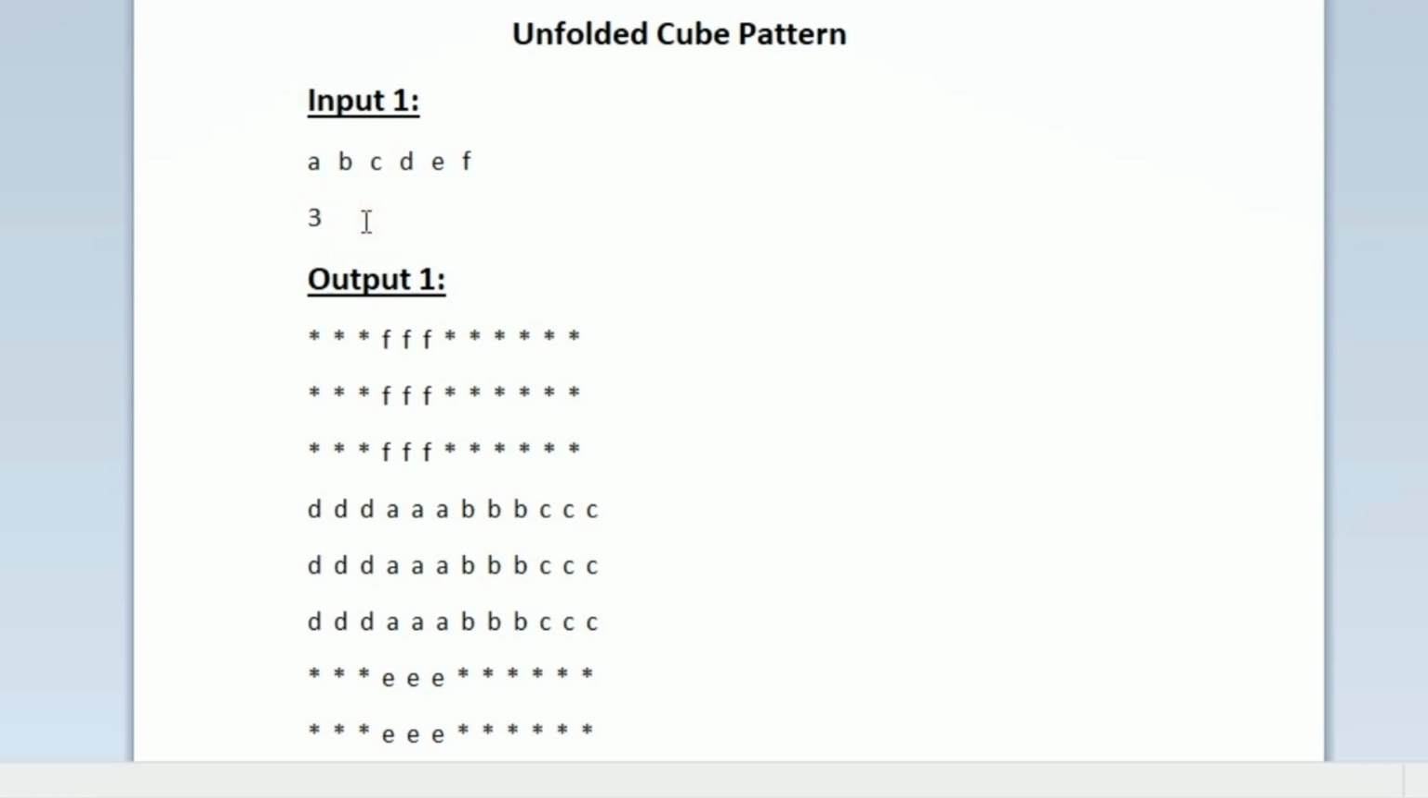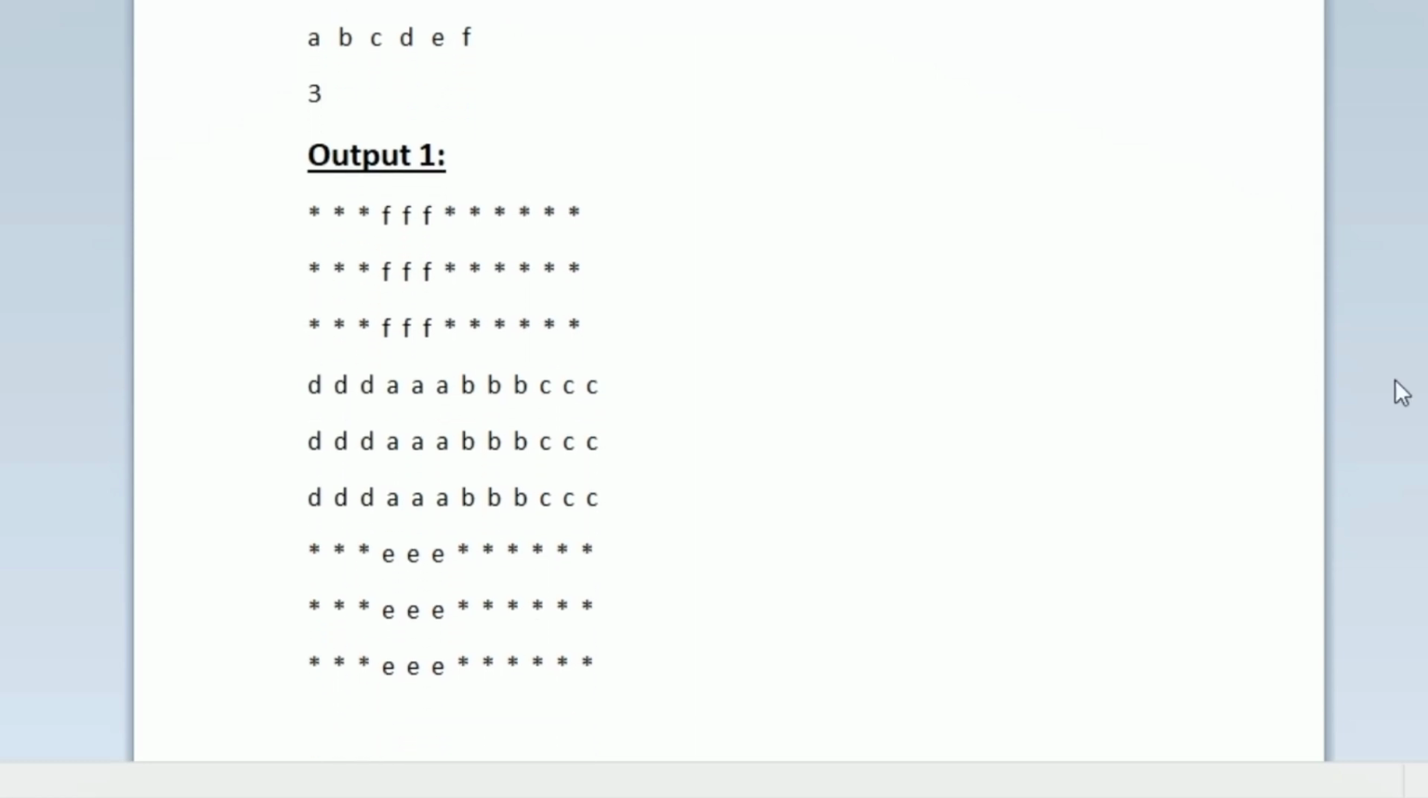So here n is equal to 3. So every face in the cube must be represented in 3 cross 3 matrix format. So in our expected output, we can see the unfolded cube. So this is how our cube will be looking after unfolding. So here we have all the 6 different faces, and the empty spaces are filled with asterisks.